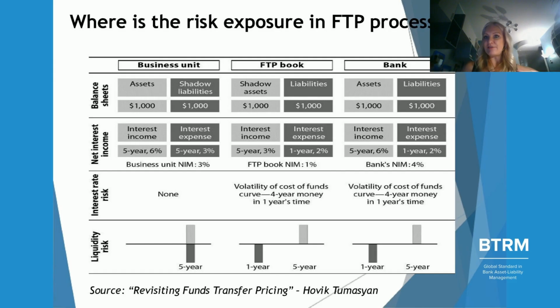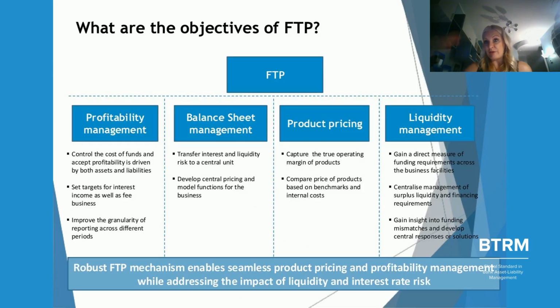So you see that FTP is this good mechanism, or the best mechanism, to split the margin and to transfer the risk from the business unit to the central unit, and what else?